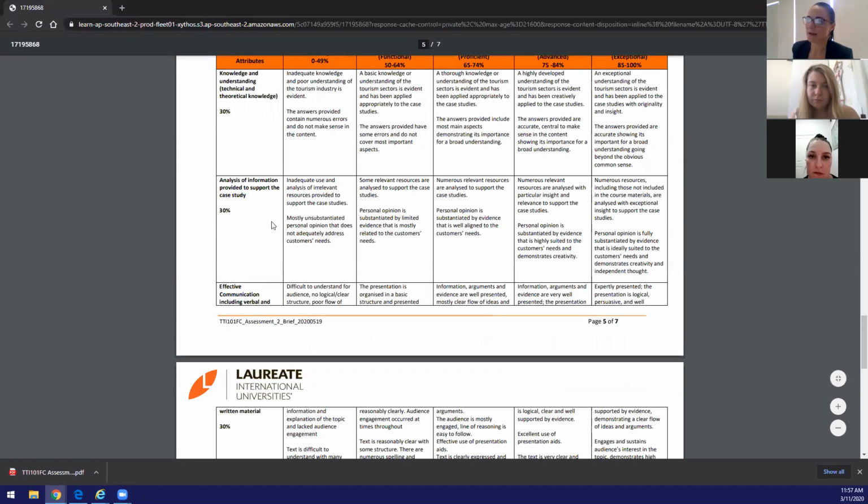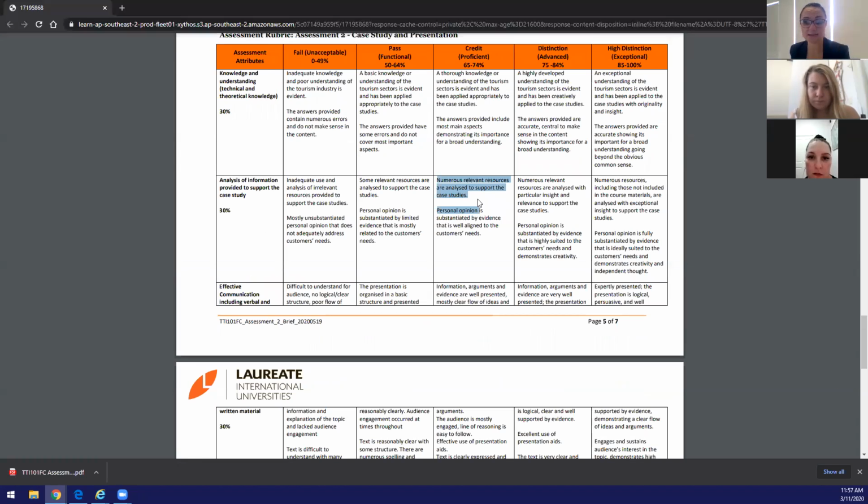The analysis of information provided to support the case study. So numerous relevant resources are analysed to support the case study. So this is your research from your modules and your essential readings, but also anything else you can do to really develop mostly the trend side of this assessment. It's called Travel Trends and Insights. It's not called recommending 2 products and writing a big long itinerary, okay? So think about the trends. That's what we really want you to think about in this subject.